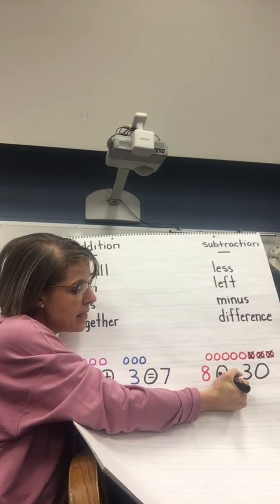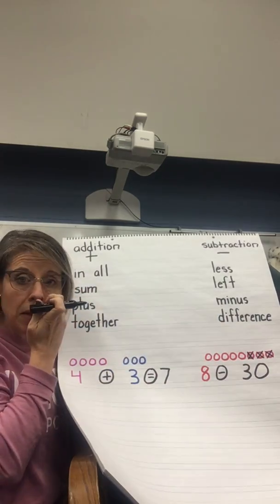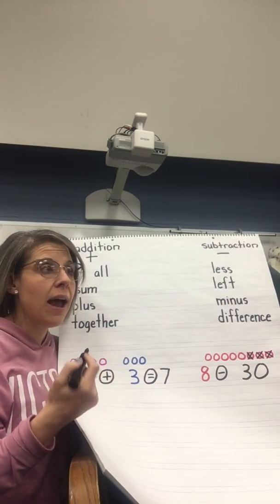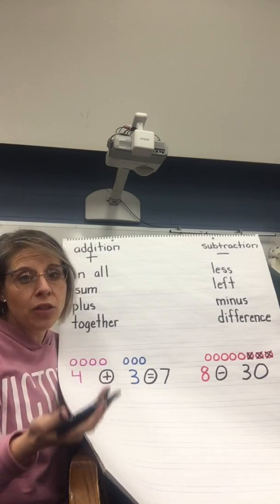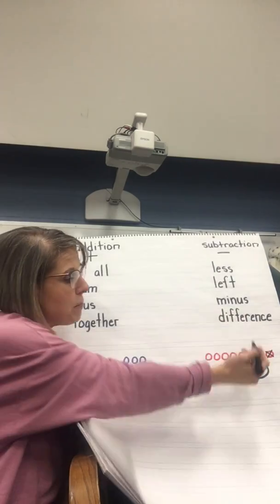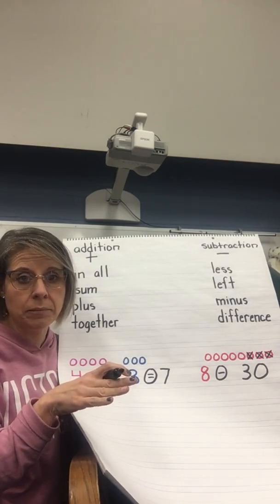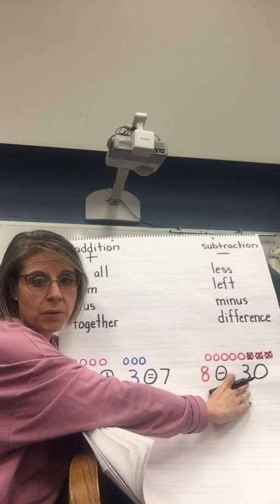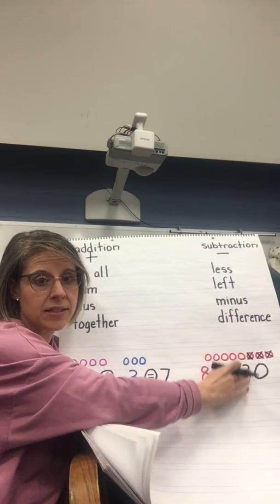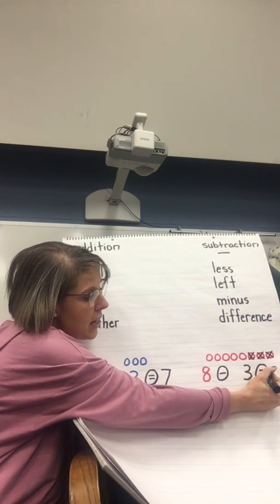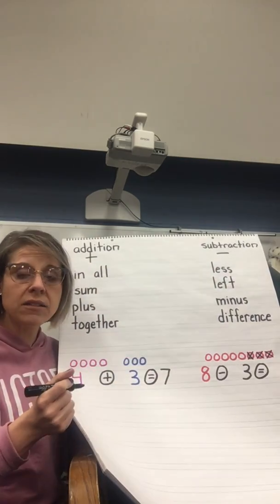So I'm going to put my minus sign right here, and then the next step is, well, how many did I eat? I ate 3 of them, so I have to mark 3 apples off. So we took those away. There's the 3 that we took off to match the number of x's. Remember, we have to put our equal sign right before we put our answer.